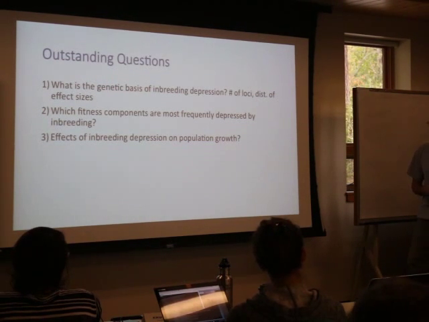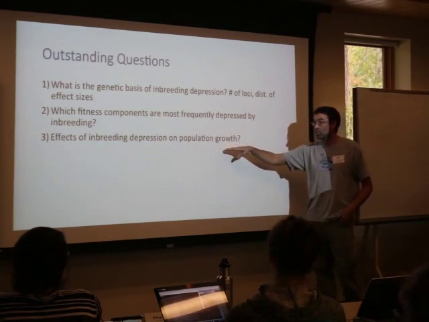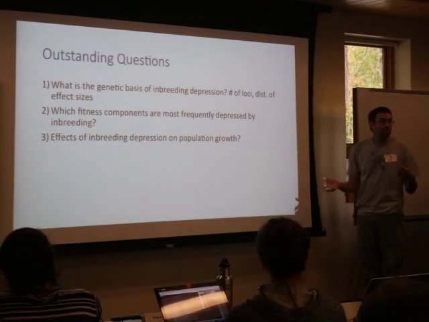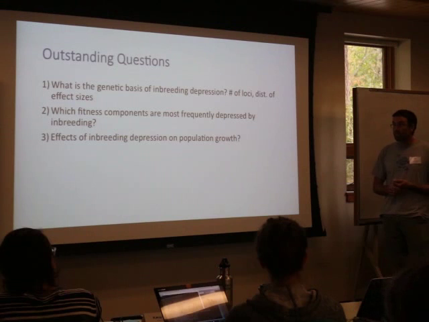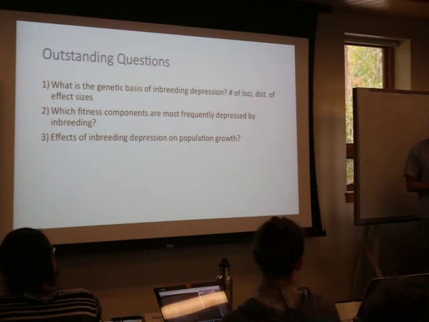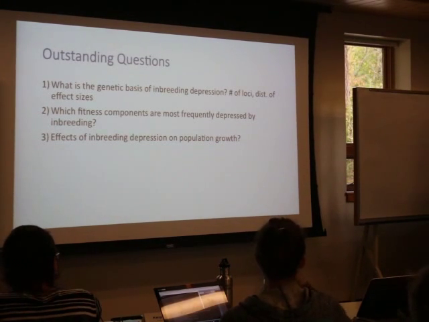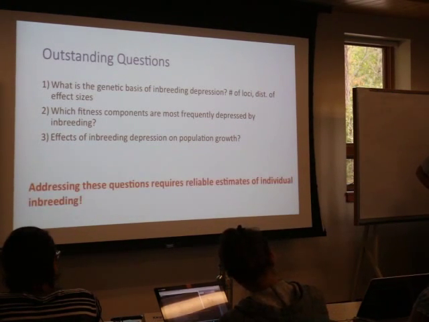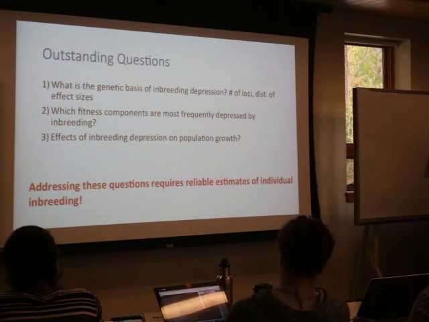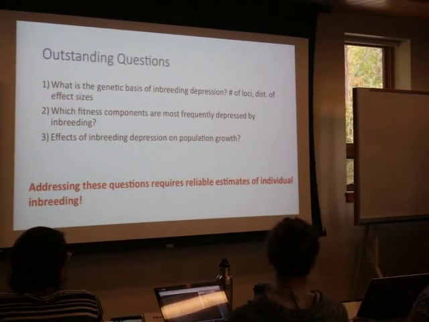Which fitness components are most frequently depressed by inbreeding depression? A related question is, what are the effects of inbreeding depression on population growth rate? Sometimes inbreeding could affect fitness components that have very little effect on population growth rate, for example juvenile survival in ungulates, whereas it could also affect fitness components that strongly affect the population growth rate. It's important to understand what traits are subjected to inbreeding depression and how strongly those traits affect population growth. And addressing any of these questions really requires us to be able to measure individual inbreeding in some precise way.